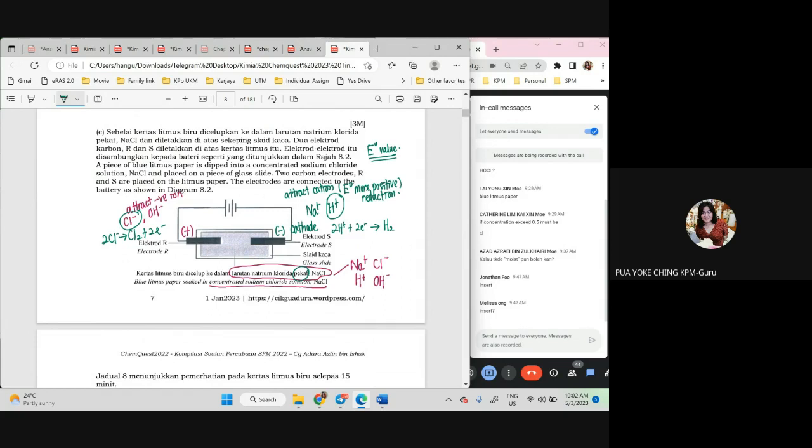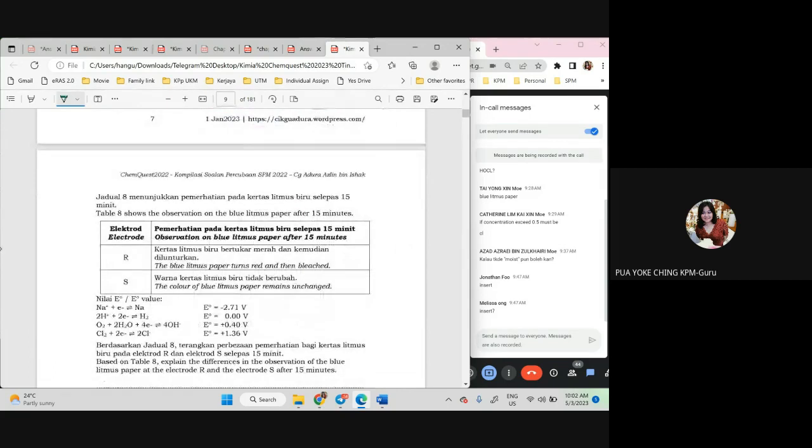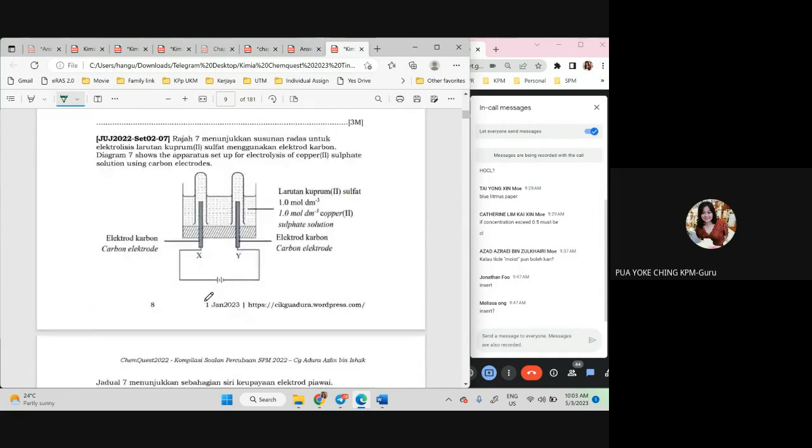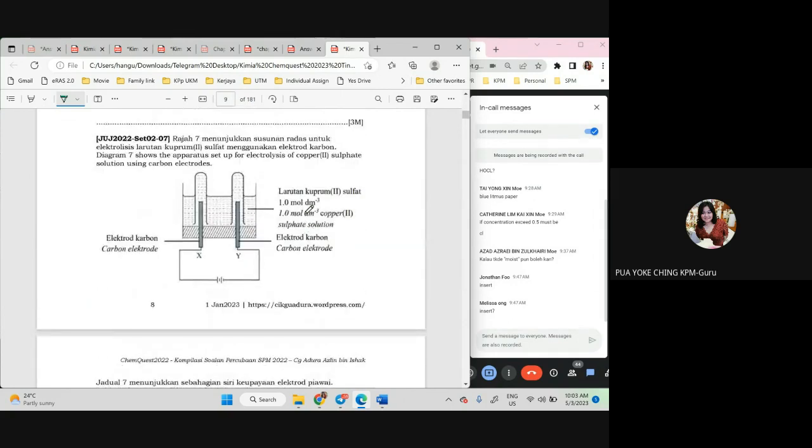Okay. Cuma dalam soalan ni, dia ada dekat sini. Tengok. You have Na plus, you have H plus. So E naught negative 2.71, E naught 0.00. So we choose H plus because E naught more positive. Okay. So next. Ini masih sama. Okay. Ini plus. Ini negative.